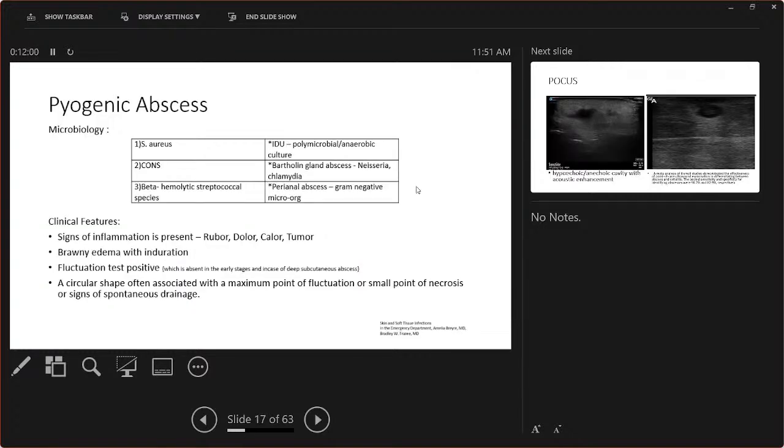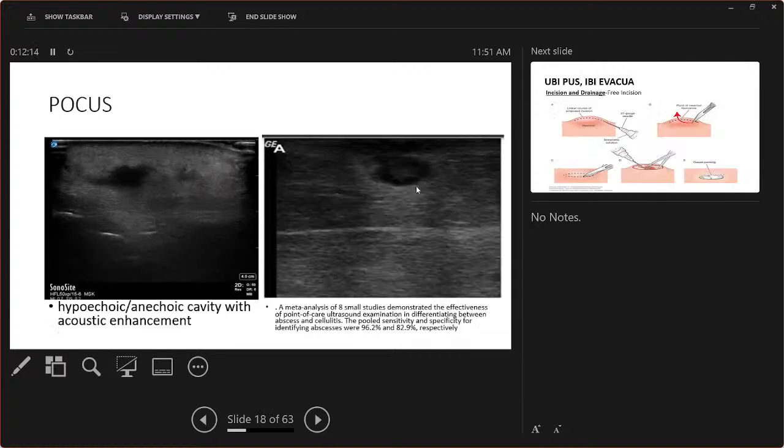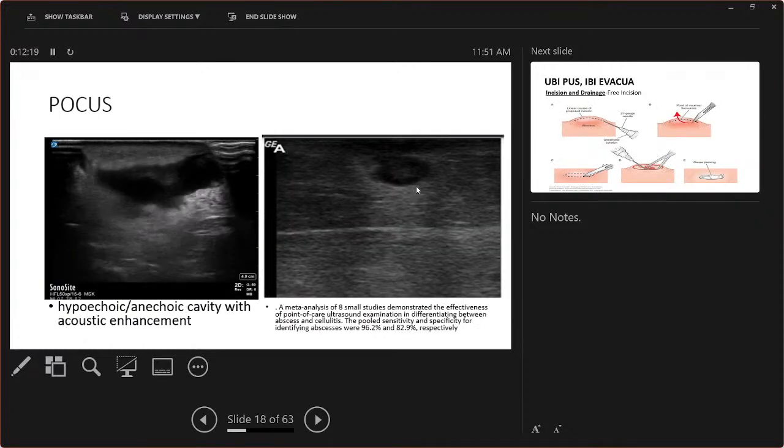So clinical features, as we know, signs of inflammation are always present. That is, there will be redness, pain, increase in temperature, and brawny edema. A fluctuation test will be positive. And in our ED, the next step in management is diagnosis by point of care ultrasound.